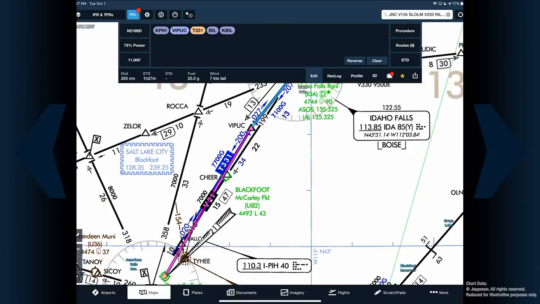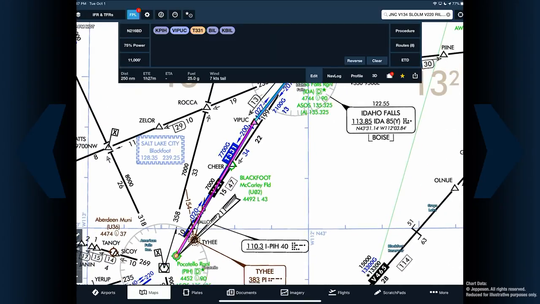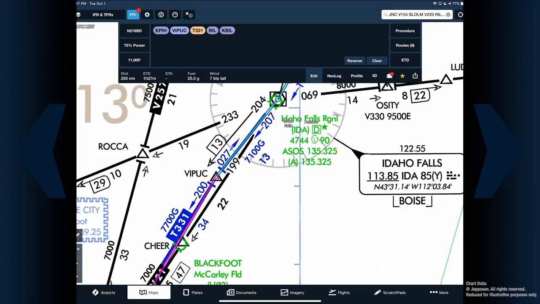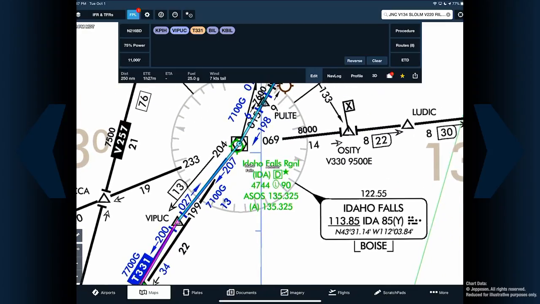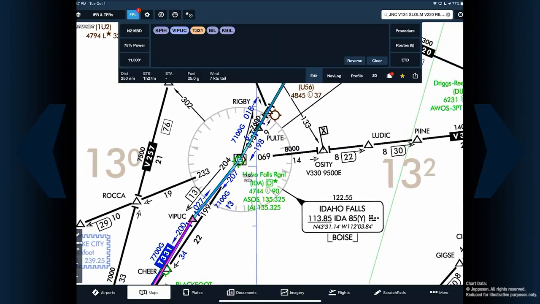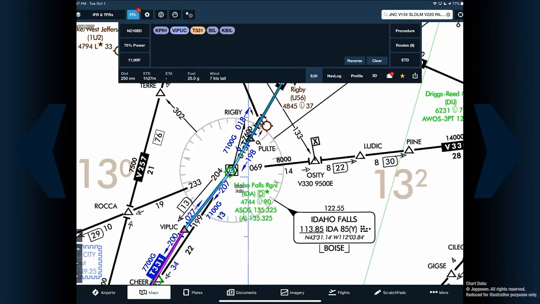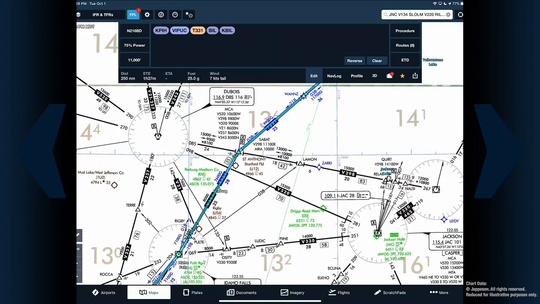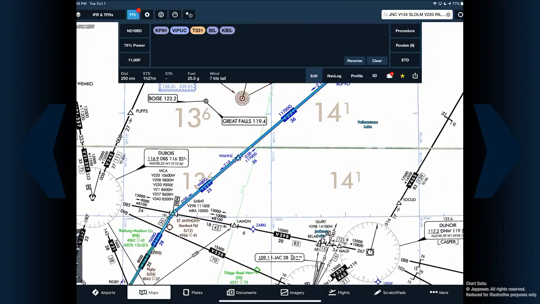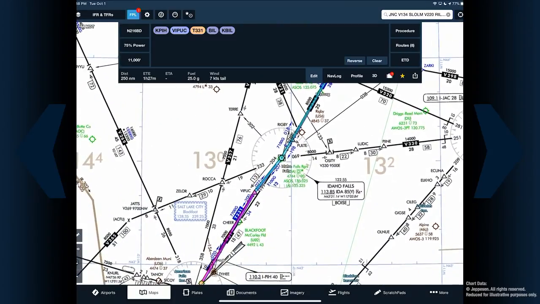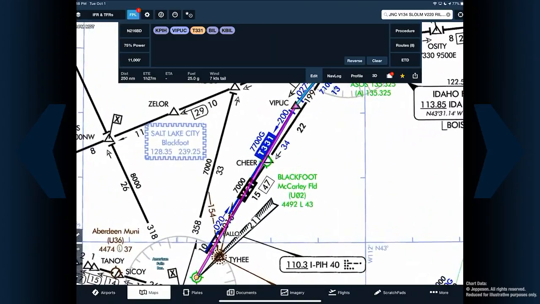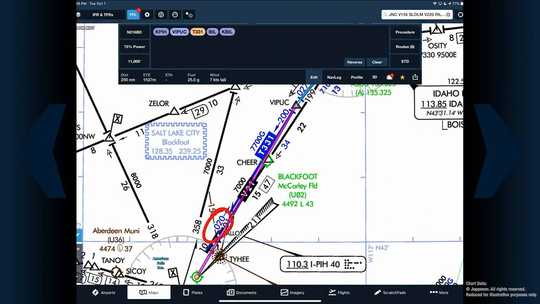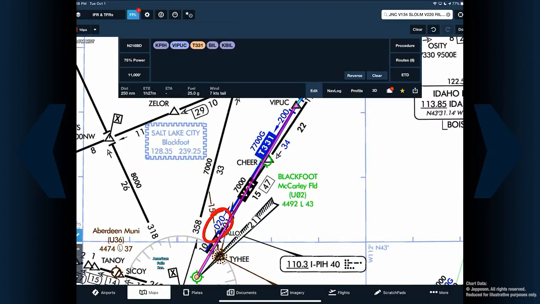So you can see here, in this case, we're gonna go direct from Pocatello to VIPUC. There's VIPUC. We're gonna follow our Tango route, Tango 331. It crosses over Idaho Falls, and from there, it kind of diverges. It heads off to the northeast, and then we move along a section that could really only be navigated with RNAV. The numbers that you see are the magnetic courses along the route.